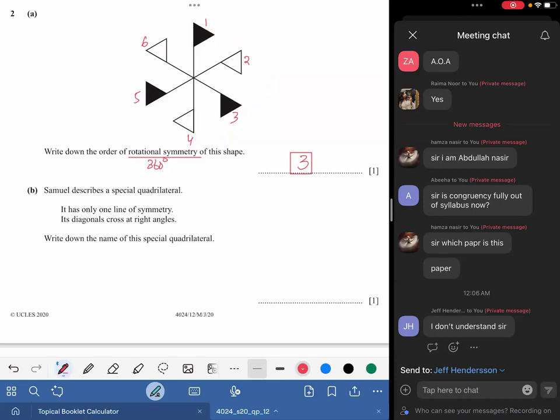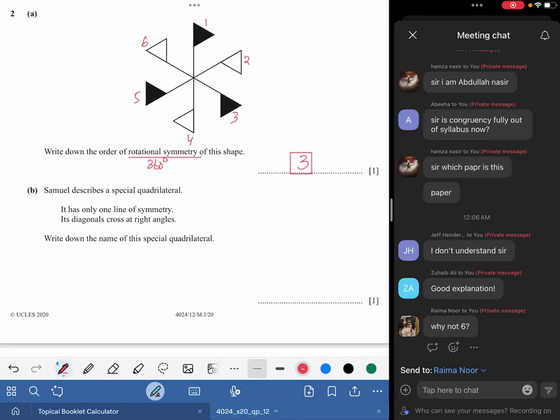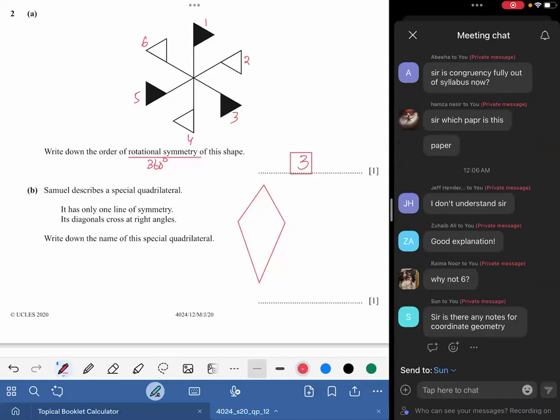And with the help of practice, you can easily do it. They say that Samuel describes a special quadrilateral. It has only one line of symmetry and its diagonals cross at right angles. Okay, so we know that we have a special quadrilateral, and the special quadrilateral included in our Cambridge syllabus is the kite. And a kite has one line of symmetry.